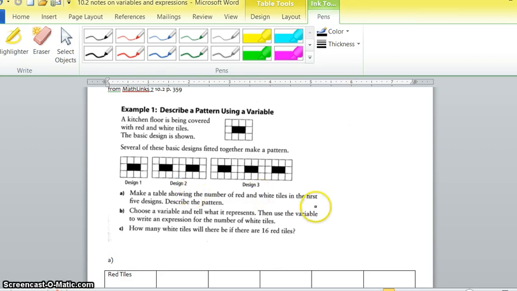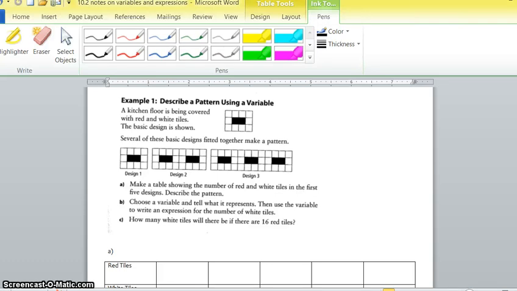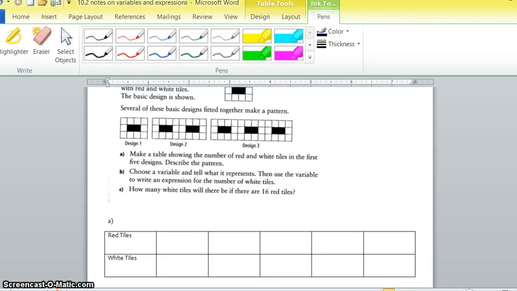So the first part of the question asks you to make a table showing the number of red and white tiles in the first 5 designs, and you need to describe the pattern. So I've set up a t-table for you, so if you want to go ahead and fill it out before I go over it, feel free to pause the recording. Otherwise, I'm going to continue.